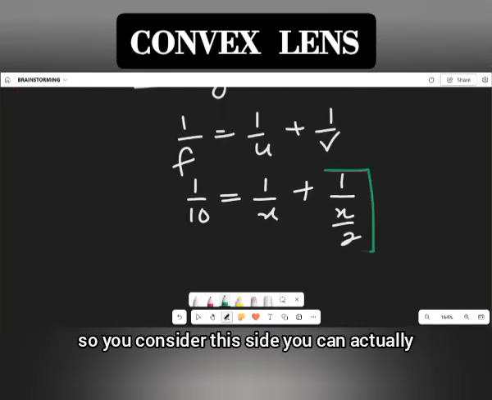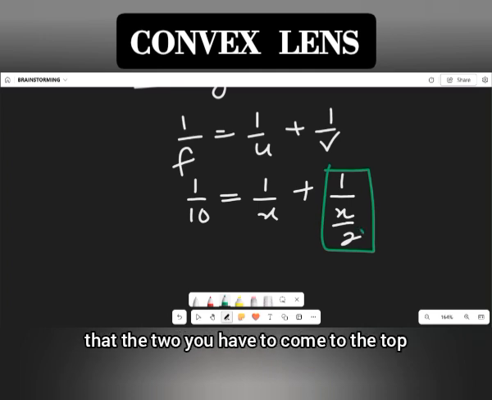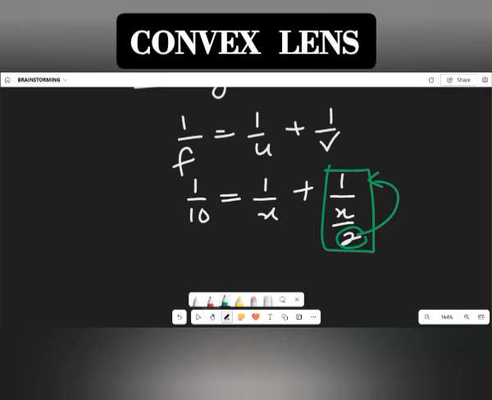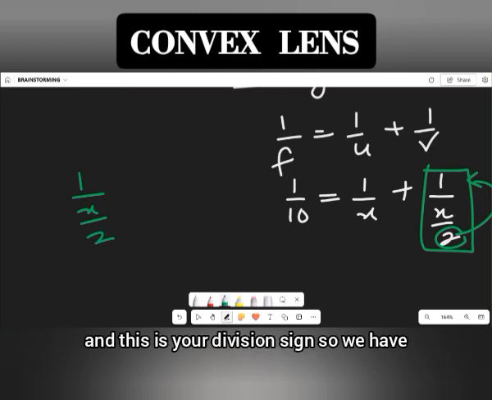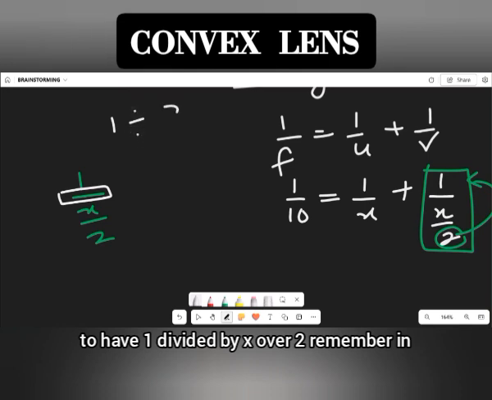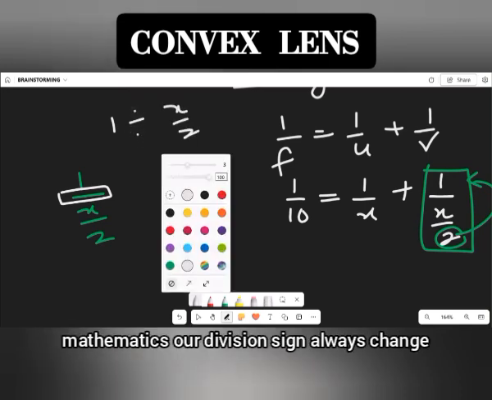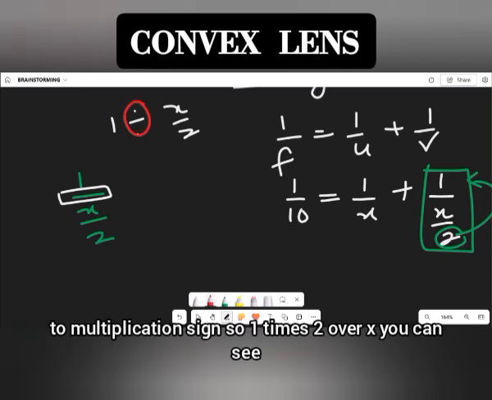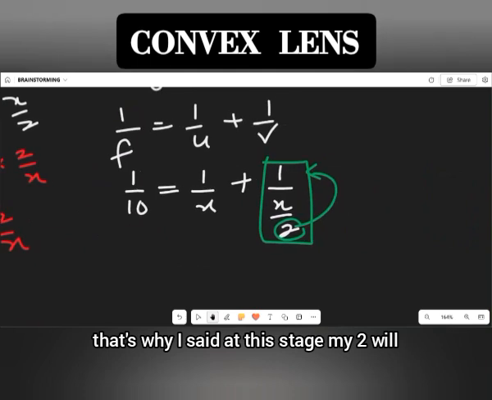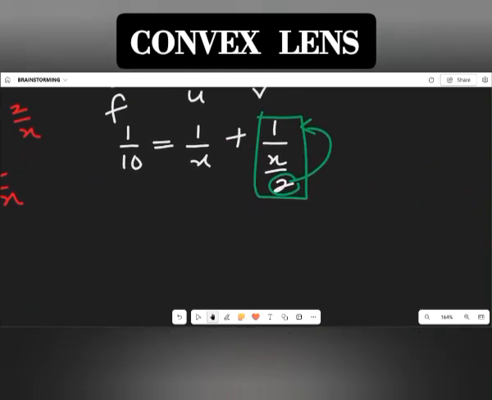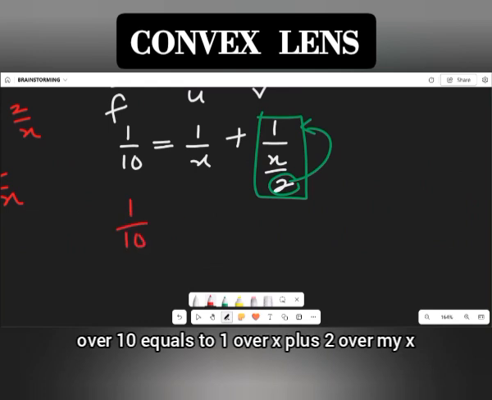If you consider this side, you can have a fraction for that, in the sense that the 2 has to come to the top. If you do it separately, you have 1 all over X over 2, with a division sign. So we have 1 divided by X over 2. Remember, in mathematics, our division sign always changes to multiplication sign. So 1 times 2 over X. You can see what's going on there. So we have 2 over X. That's why I said at this side my 2 will come up. Therefore I can write it this way: 1 over 10 equals 1 over X plus 2 over X.